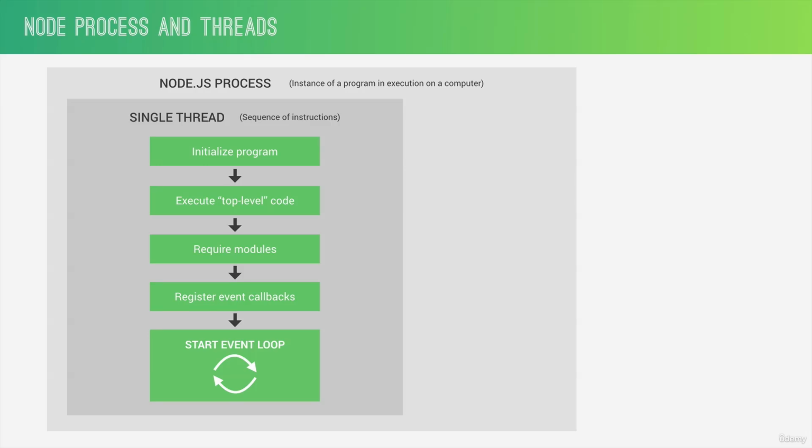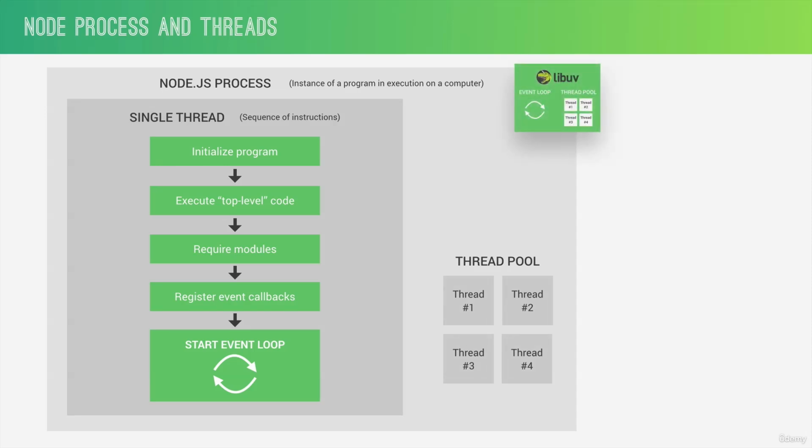But here is the catch. Some tasks are actually too heavy. They are too expensive to be executed in the event loop, because they would then block the single thread. And so that's where the thread pool comes in, which, just like the event loop, is provided to Node.js by the libuv library that we talked about before. So the thread pool gives us 4 additional threads that are completely separate from the main single thread. And we can actually configure it up to 128 threads, but usually these 4 are enough.